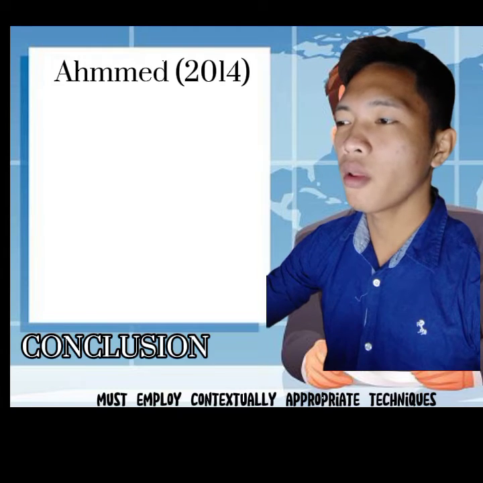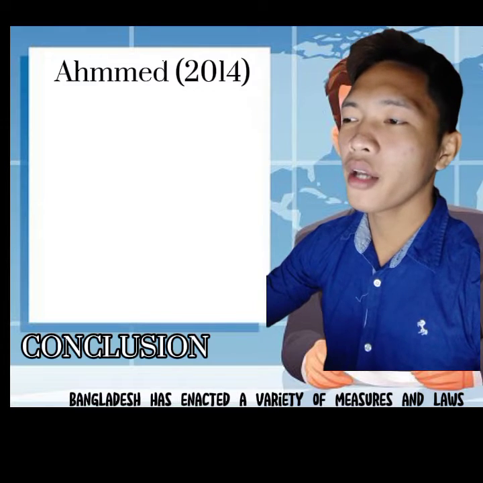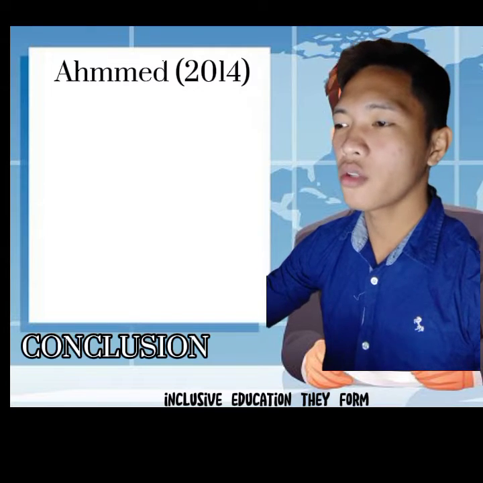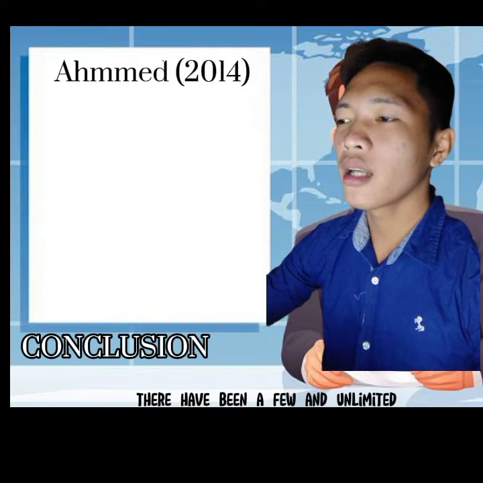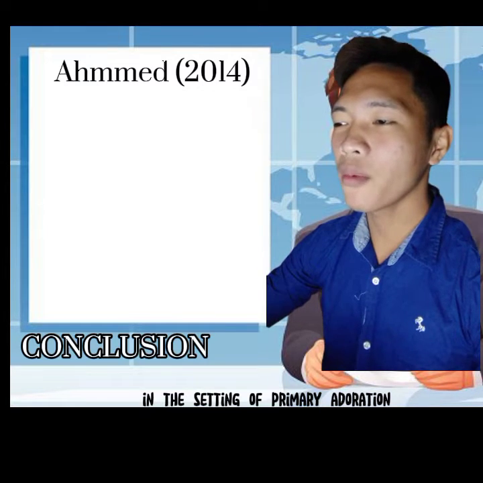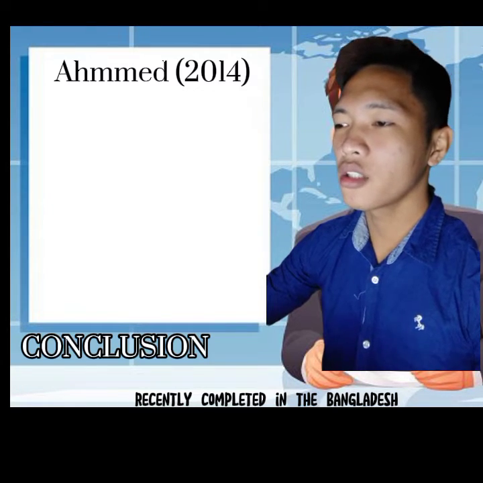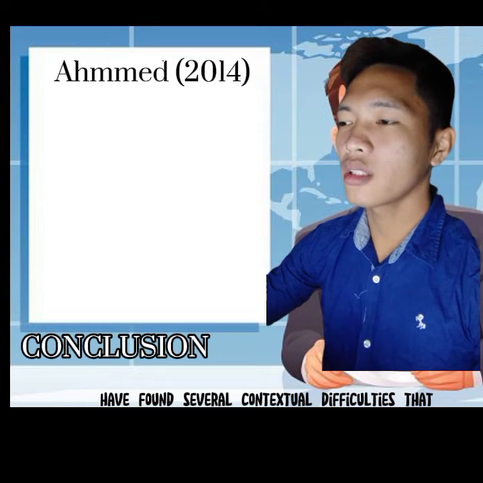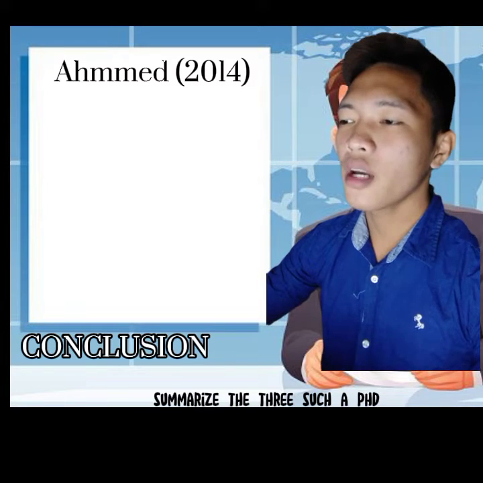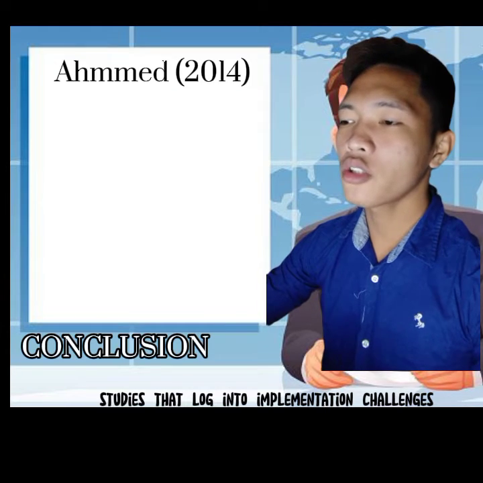The education system must employ contextually appropriate techniques. Bangladesh has enacted a variety of measures and laws to help the normal schools implement the inclusive education reform. There have been few and limited empirical research on inclusive education in the setting of primary education in the past. A number of studies recently completed in Bangladesh have found several contextual difficulties that underlie the implementation of inclusive education. This document summarizes three such PhD studies that look into implementation challenges.